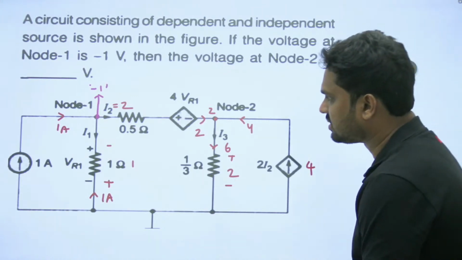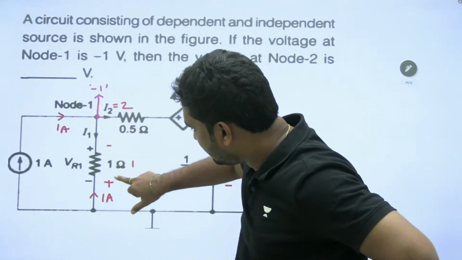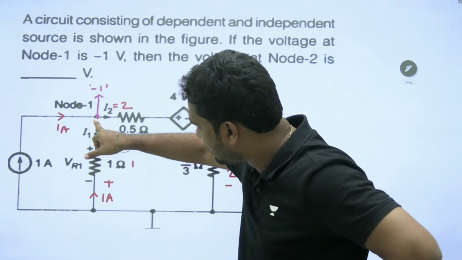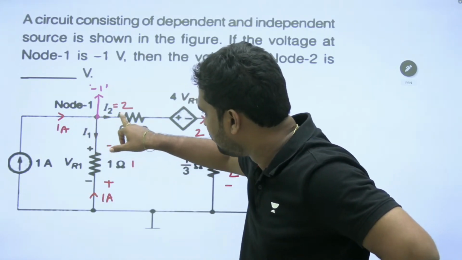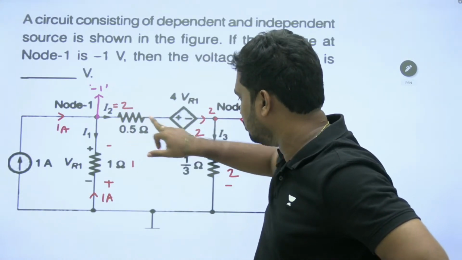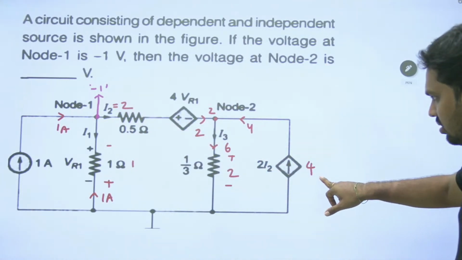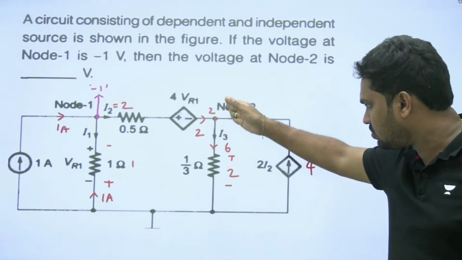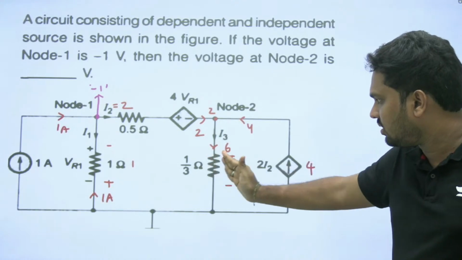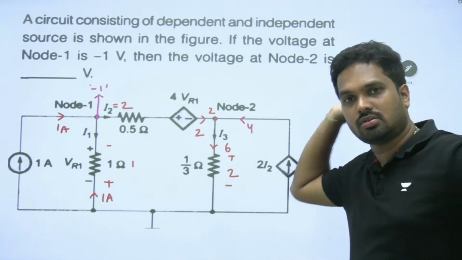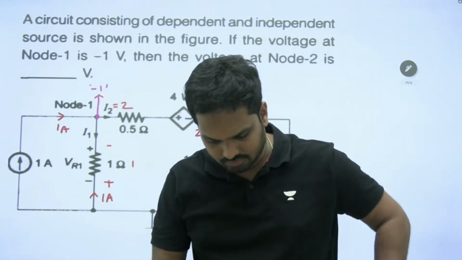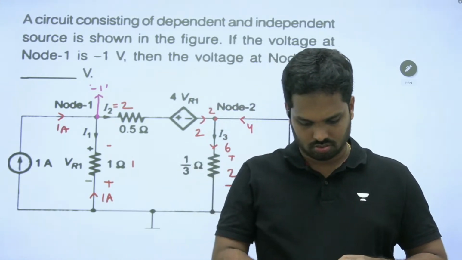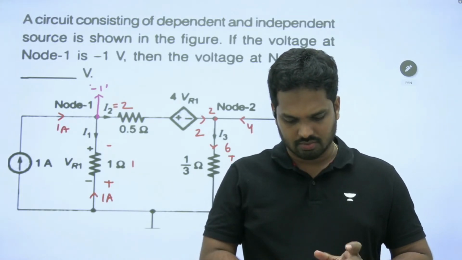Because he has given this node voltage, I take this voltage here and find the current in the positive to negative direction. One is entering, one is entering, so two will be leaving. I2 is 2, then 2 I2 will be 4. Then 4 is coming, 2 is coming, so 6 will be leaving. 6 into 1 by 3, my answer is 2 volts. Okay, a simple matter. This question doesn't need much time.